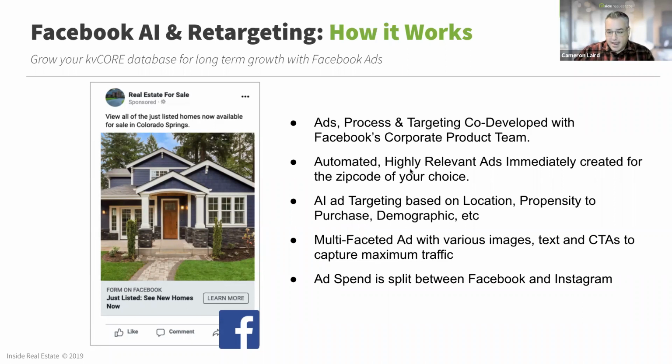They're highly relevant ads. They're created immediately based on the zip code that you choose. That's how we do the targeting. It's based on that location. And then Facebook's algorithm, again, is using the propensity to purchase, the demographics, et cetera, to actually create that ad and put it in the screens of people. Unlike the other product with the dynamic ads, this one, we will have a small portion of the spend, depending on how it performs, split between Facebook and Instagram.